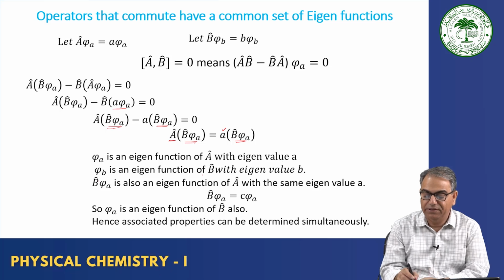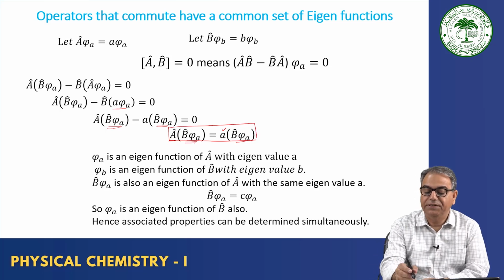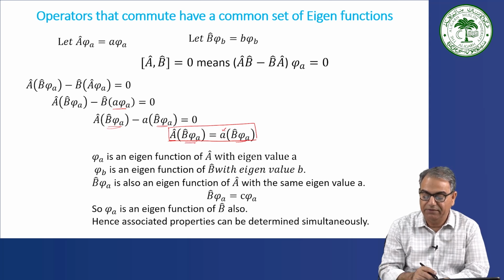Phi B is an eigenfunction of B with an eigenvalue b. B phi A is also an eigenfunction of A. This relationship tells you that B phi A is also an eigenfunction of A. We did not operate on phi A, we operated on B phi A. So B phi A is also an eigenfunction of operator A with eigenvalue a. So instead of phi A, we write B phi A.